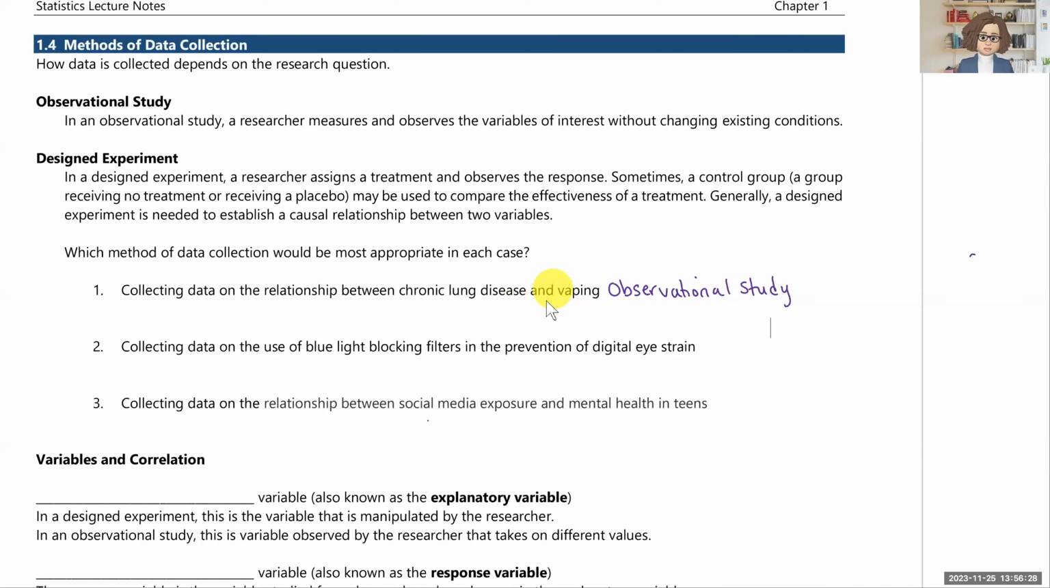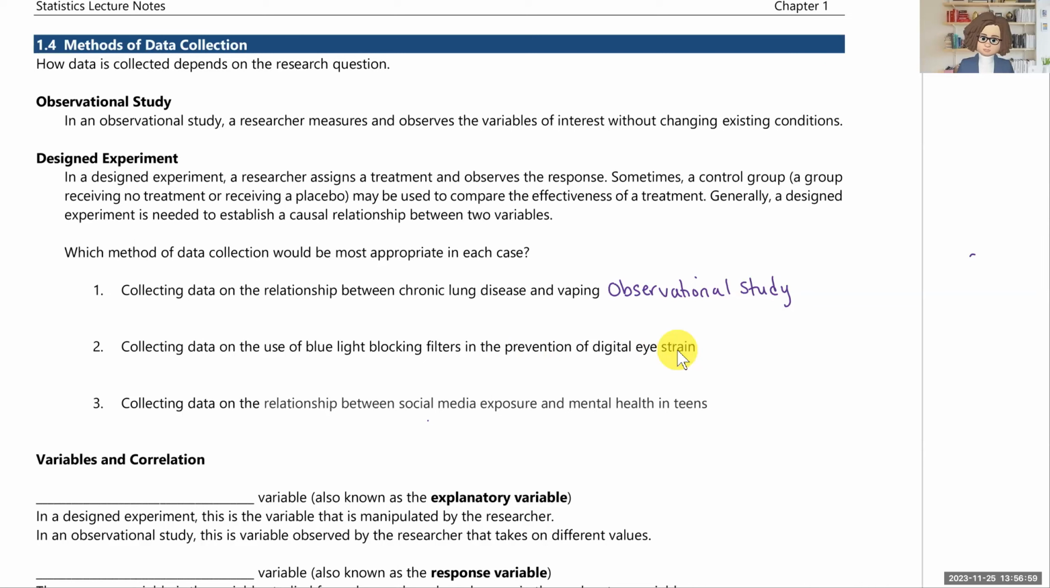It may be a helpful thing to see if vaping is causing chronic lung disease, but ethically speaking, we don't do that. We just have to wait and see and gather data as people unfortunately develop chronic lung disease, and we try to see how that is linked to possible vaping. All right, so let's look at number 2, though, collecting data on the use of blue light blocking filters in the prevention of digital eye strain.